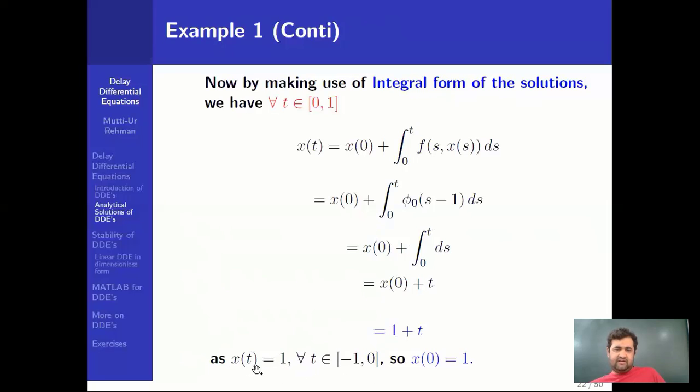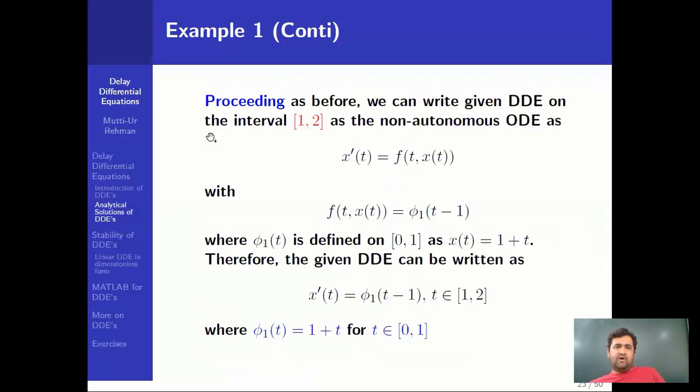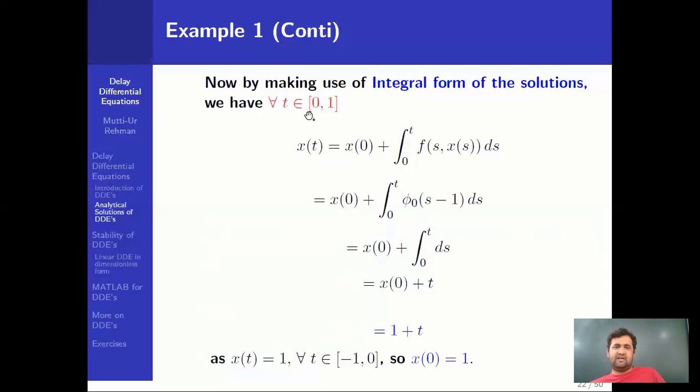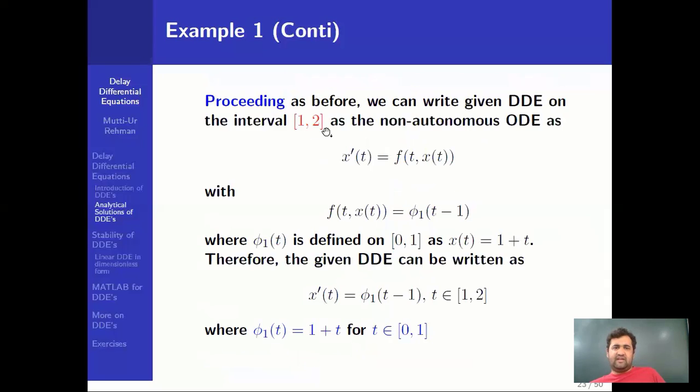And if I take this guy, then of course I will get, let's say, x of 0 is equal to 1. Okay, so I will get an expression for this guy, which is basically, let's say, linear, 1 plus t. Okay, and now I will continue this process. Okay, and I write my delay differential equation on the next interval, which is 1 to 2, because initially I have 0 to 1. And now I have the next interval, which is 1 to 2, okay? Then my delay differential equation reduces to an ordinary differential equation.